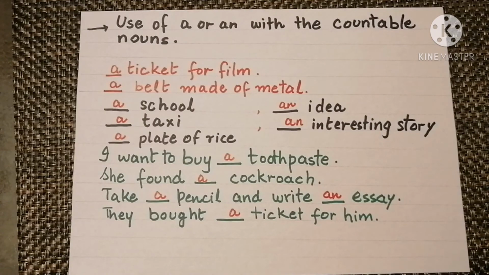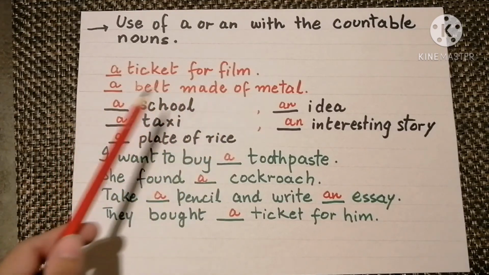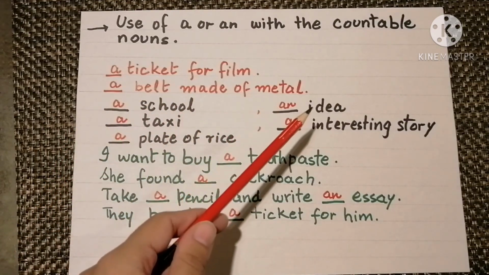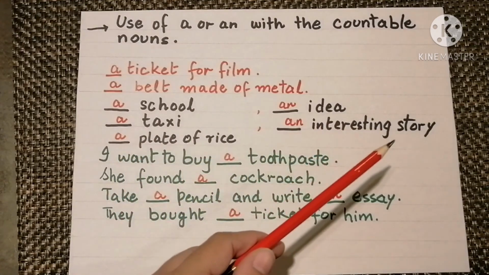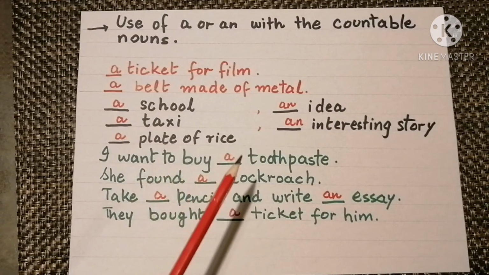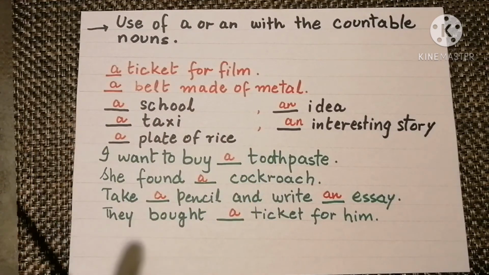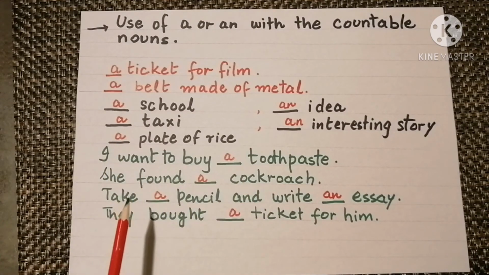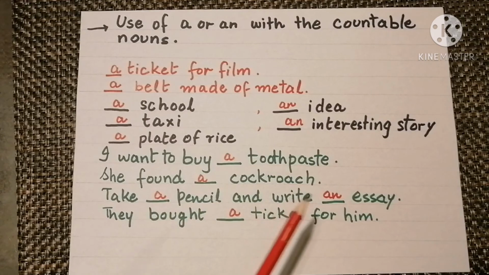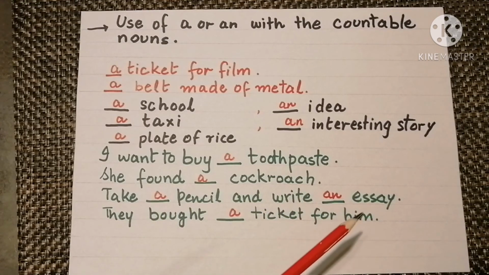We use a or an with countable nouns: a ticket for a film, a belt made of metal, a school, an idea, a taxi, a plate of rice, an interesting story. I want to buy a toothpaste, because we can count it; it's one single toothpaste tube. She found a cockroach. Take a pencil and write an essay. They bought a ticket for him.